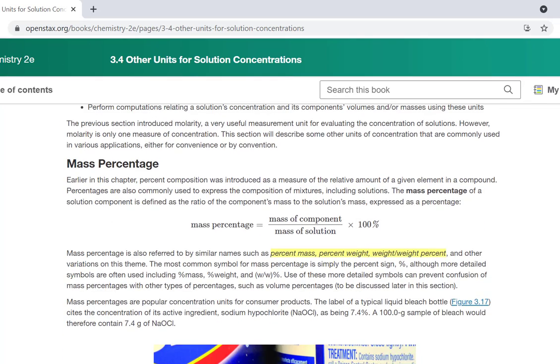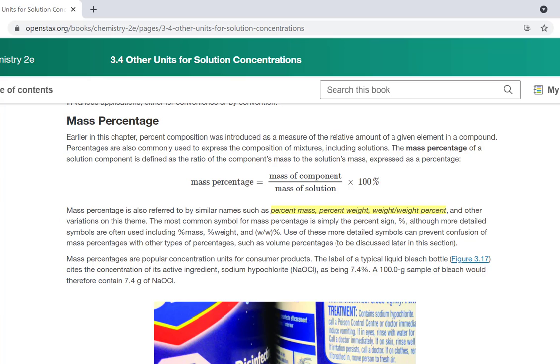So the first one is the mass percentage. The mass percentage is defined as the mass of the component you care about divided by the mass of the entire solution, and then times 100%. This percentage is sometimes also called the percent mass, percent weight, or weight percent. So all of those are referring to the same thing. So you want to be able to do this kind of a calculation.